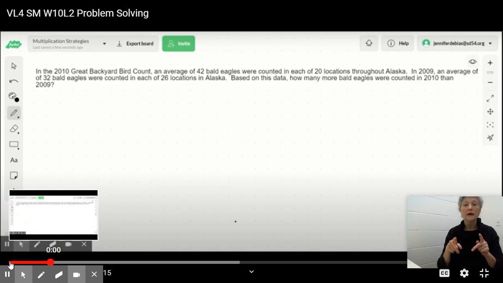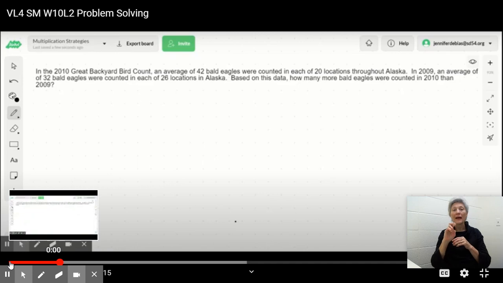Okay, so let's take a look at our problem. It says, in the 2010 Great Backyard Bird Count, an average of 42 bald eagles were counted in each of 20 locations throughout Alaska. In 2009, an average of 32 bald eagles were counted in each of the 26 locations in Alaska. Based on this data, how many more bald eagles were counted in 2010 than 2009?